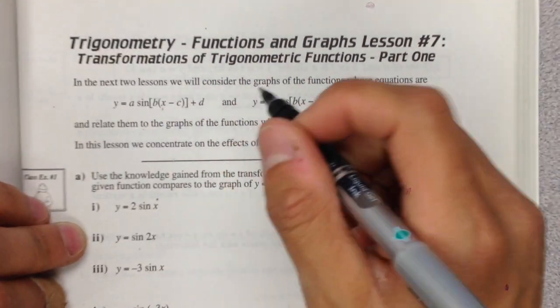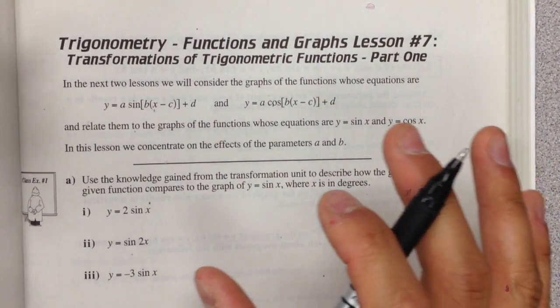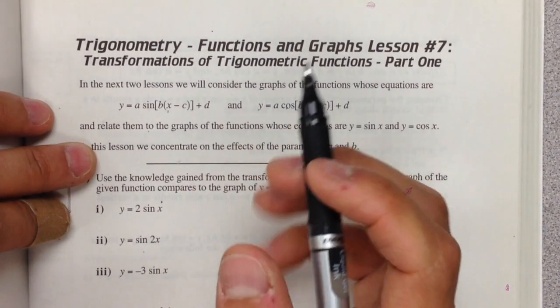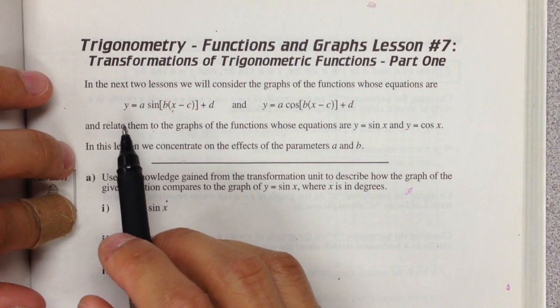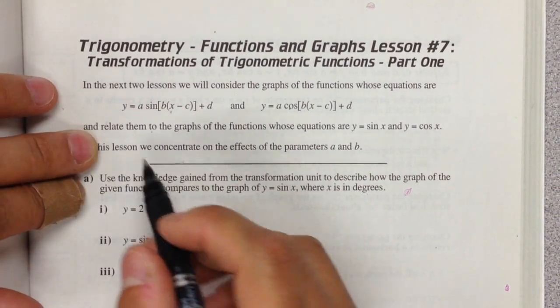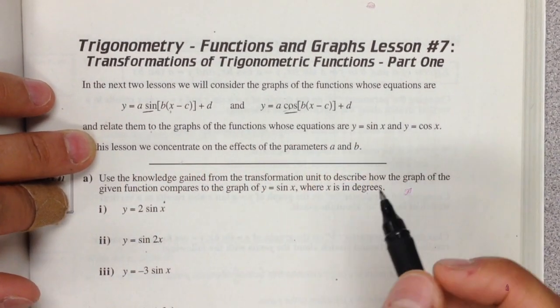Welcome to lesson number 7. We're going to look at transformations of trig functions, and this is part 1. At the beginning of this course, we looked at different transformations of functions. Now we're looking at transformations of trig functions, so throwing in our primary trig ratios.